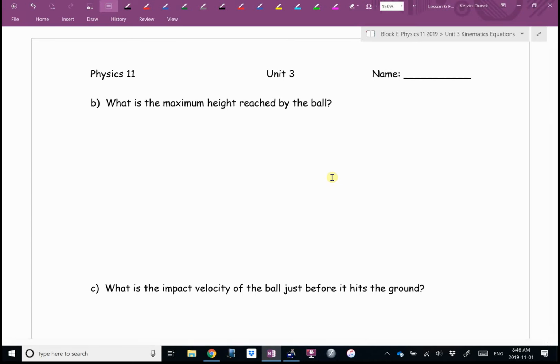Karin, what's B want me to find? When I say maximum height, which of our physics concepts am I asking you to find? Time? Say no. Which one is maximum height going to be probably, folks?